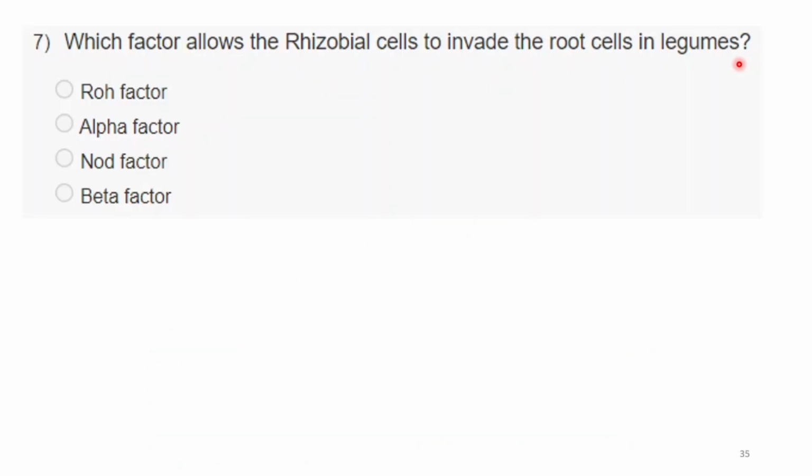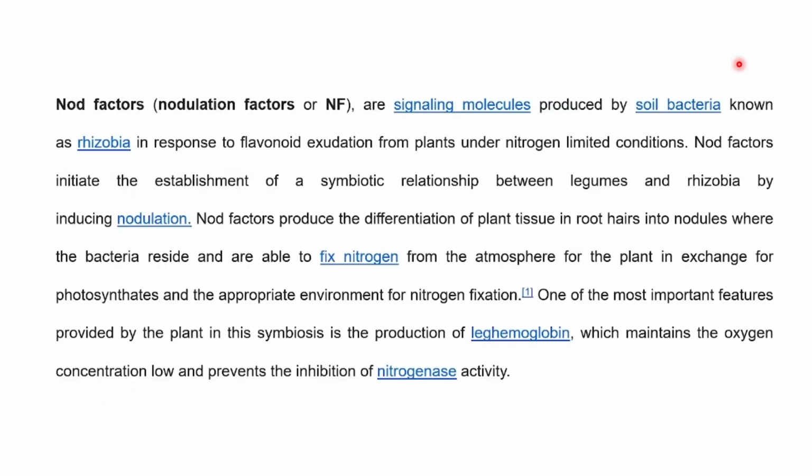Moving on to the next question. Which factor allows the rhizobial cells to invade the root cells in legumes? Anyone? Nod factor. Correct. So Nod factor is the correct answer.